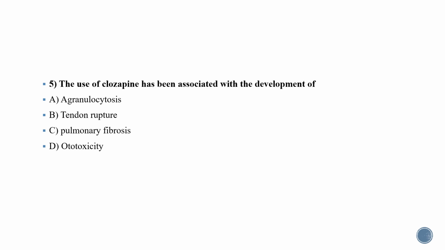The next question. The use of clozapine has been associated with the development of. Options are granulocytosis, tendon rupture, pulmonary fibrosis, ototoxicity. We know that clozapine is a second generation antipsychotic drug, and the major adverse drug reaction associated with clozapine is agranulocytosis. So here the correct answer is option A, that is agranulocytosis.